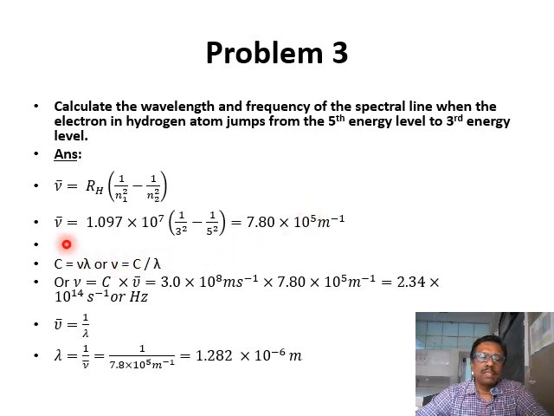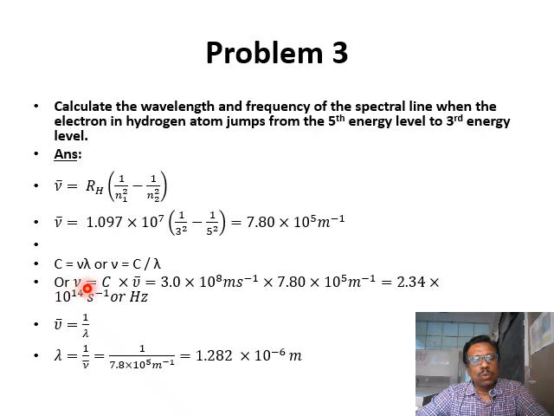So you calculate the c. c is equal to nu into lambda, or nu is equal to c by lambda. Frequency we are calculating here. So frequency is c into nu bar. So nu bar means we calculated the above value here, substitute this above value. Velocity of light value we substituted here, 3 into 10 to the power of 8 meter per second. This above value 7.8 into 10 to the power of 5. Multiply this, you get 2.34 into 10 to the power of 14 per second or hertz.